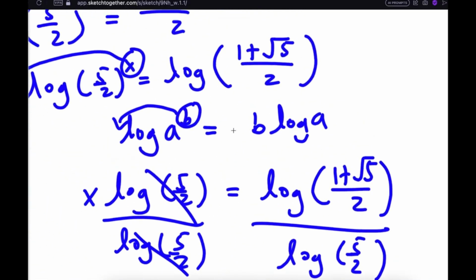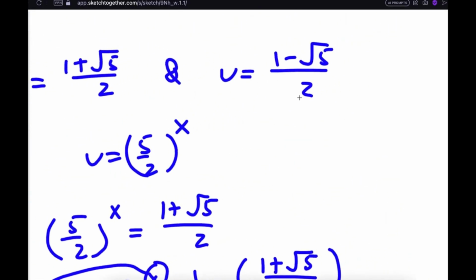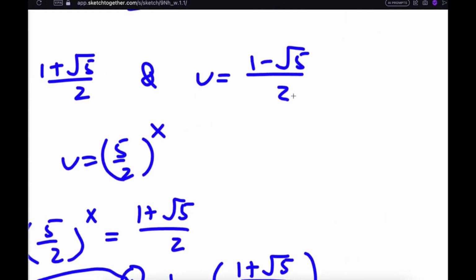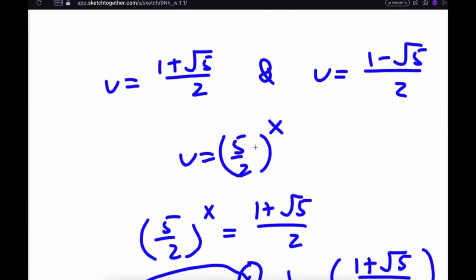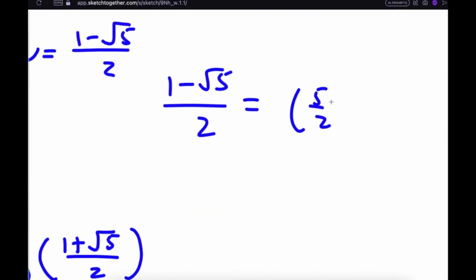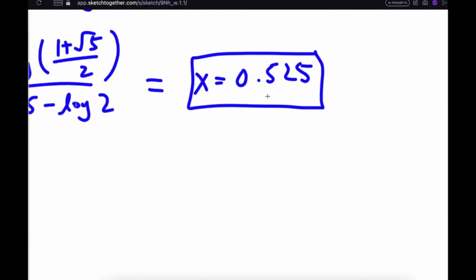Now for our other value of u, we have u is equal to 1 minus the square root of 5 over 2. And now if I plug this in, I get 1 minus the square root of 5 over 2 is equal to (5/2)^x. However, this actually is rejected because 1 minus square root of 5 is a negative number, and you can't take a power of a positive number and make it negative. So this has no solution, meaning our only solution for x is 0.525.